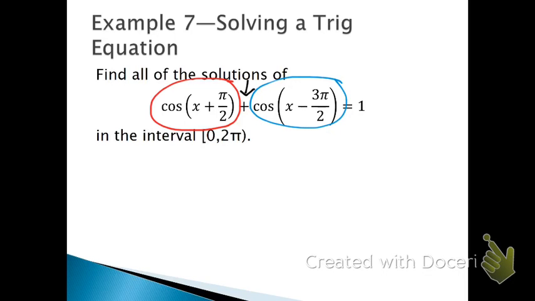So this is cosine. The first one is cosine of x plus pi over 2, which means that's my u and that's my v. So cosine of u plus v says cosine of u, cosine of v, minus sine of the u, sine of v. Then the equation above has the plus sign there.